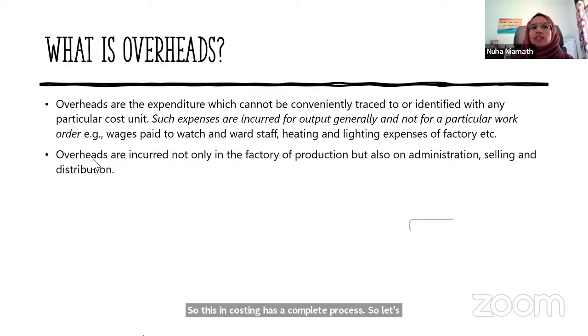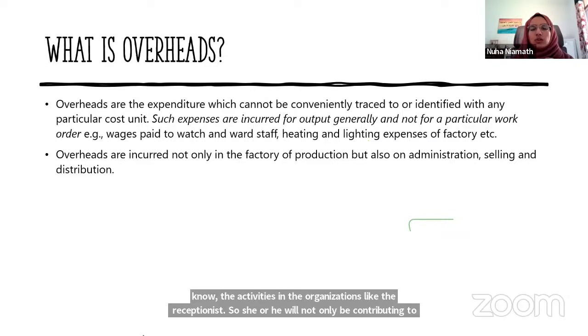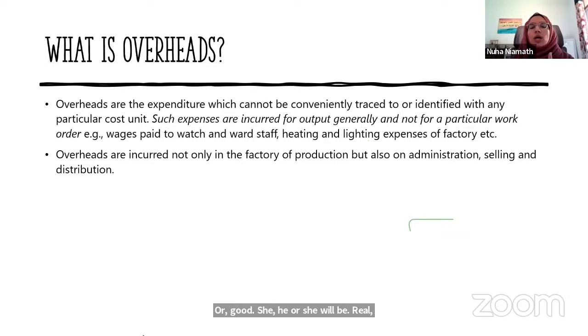So here you can see that there are various types of overheads, not only relating to the factory production, but administration. For example, you will always have an administrator who's trying to handle all the activities in the organization, like the receptionist. He or she will not only be contributing to the production of one service or good. He or she will be contributing to the entire services that are taking place. So how do we allocate his or her expenses to that particular service or product that is being provided? Selling and distribution, administration. So these are the various types of overheads that you can see in a company. So I hope you have understood what exactly overheads are.